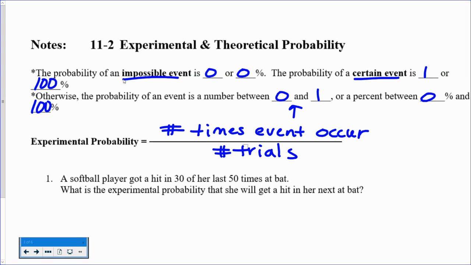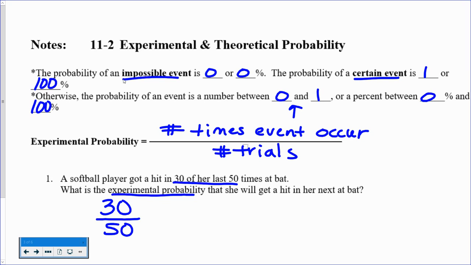So this first example below, a softball player got a hit in 30 of her last 50 times at bat. What is the experimental probability that she will get a hit in her next time at bat? So we're basing the experimental probability on the situation that has happened. She had 50 times that she tried this, so 50 trials. And then how many times did she get a hit was 30. So 30 out of 50 would be her experimental probability.